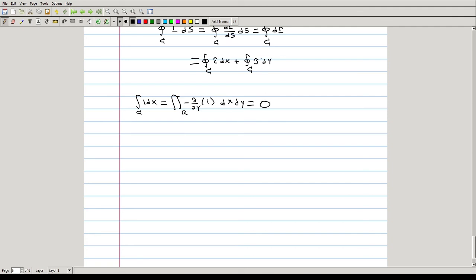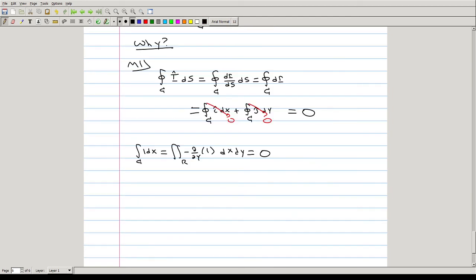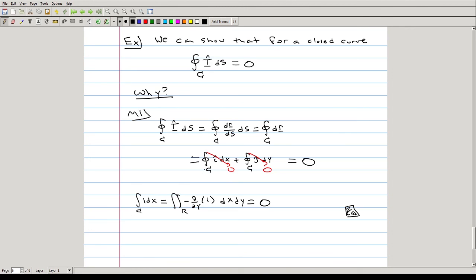And likewise for this integral, you have the exact same thing, only it's the partial of Q with respect to x, and Q here is 1. So both of these integrals are 0. This is going to be 0, and this is going to be 0. And therefore we've shown exactly what we want to show. This is method 1 using Green's theorem.